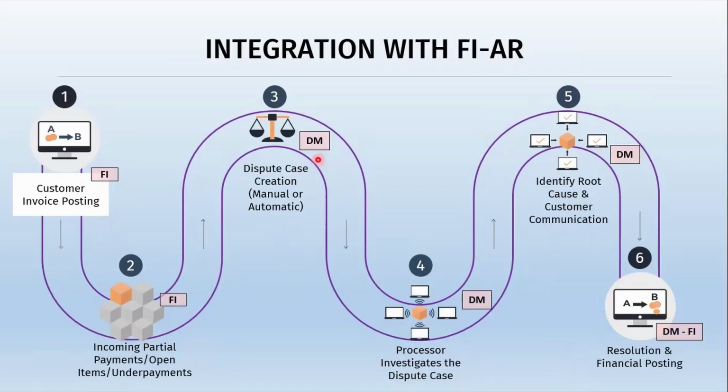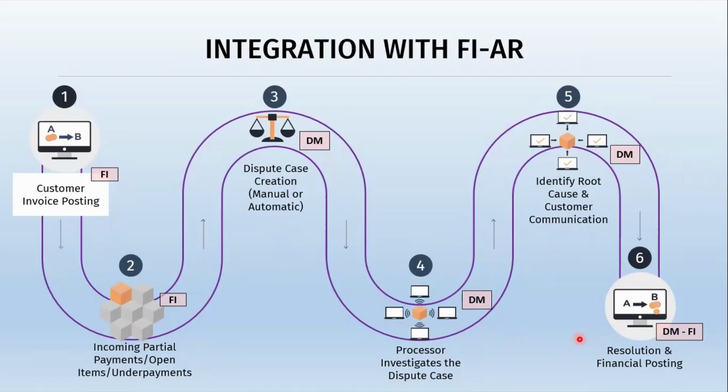Here a case ID is created. Nothing gets posted in the system. Here also there is an investigation going on, so no entries are posted. Here as well, we communicate the outcome of the dispute case to the customer, so no accounting entry is posted. Here in the resolution phase, an accounting entry is generally posted, either a credit memo on the FI side or an auto write-off or a bad debt on the dispute management side.